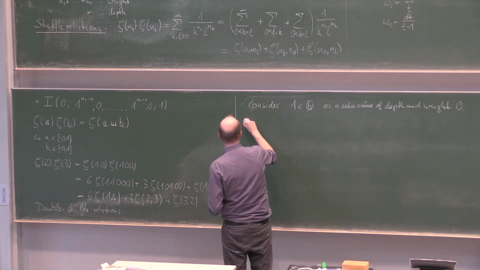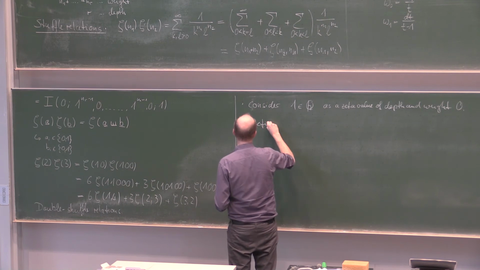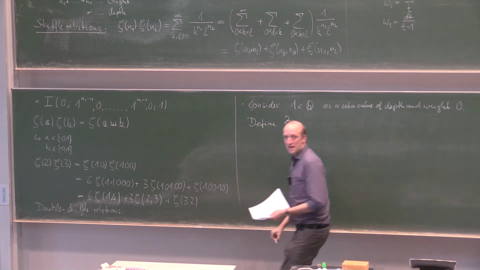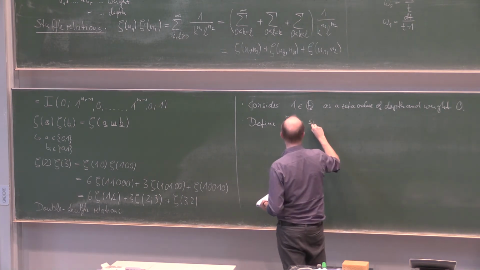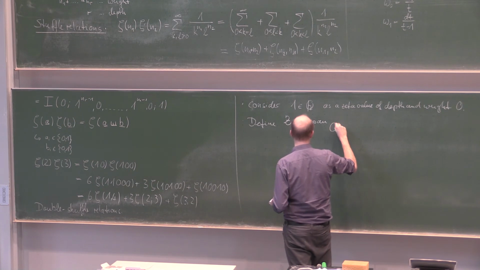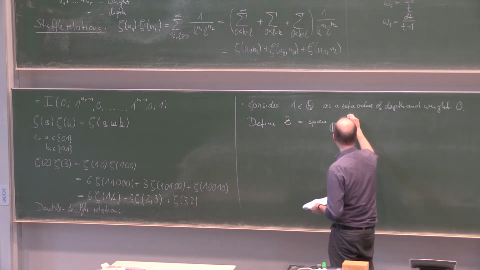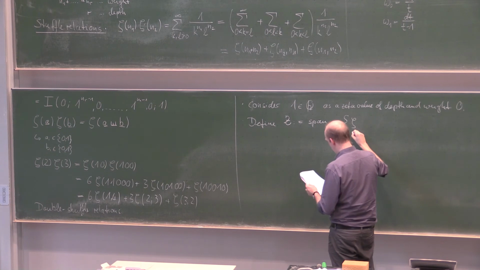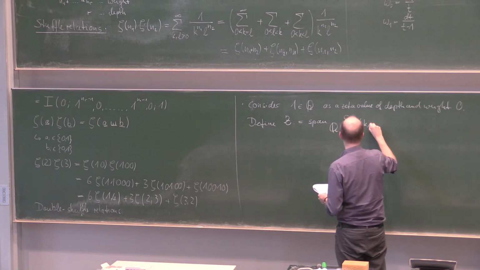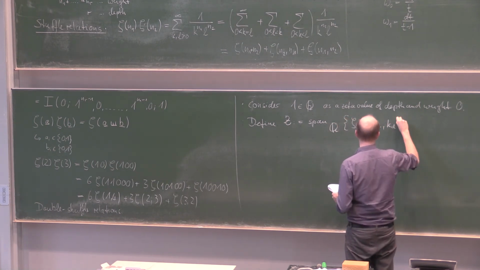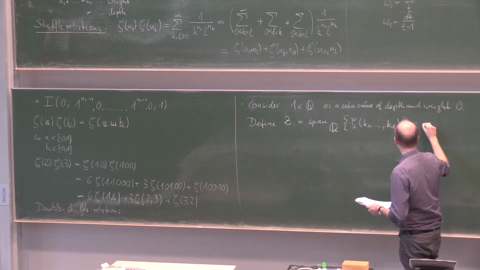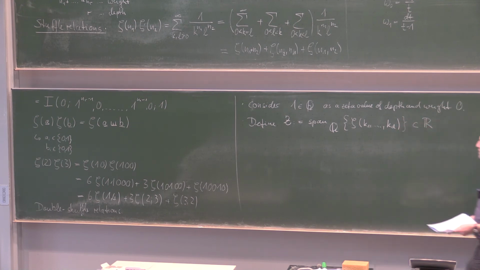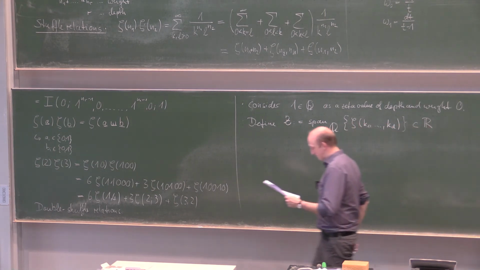And then I would like to define a space, curly Z, which is the Q-span of all zeta values, and that is to be considered as a subset, actually a subalgebra, as one can show, of R.